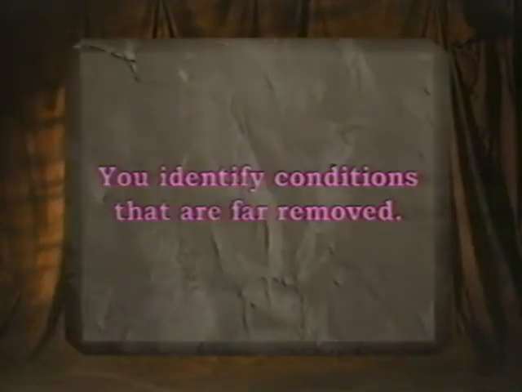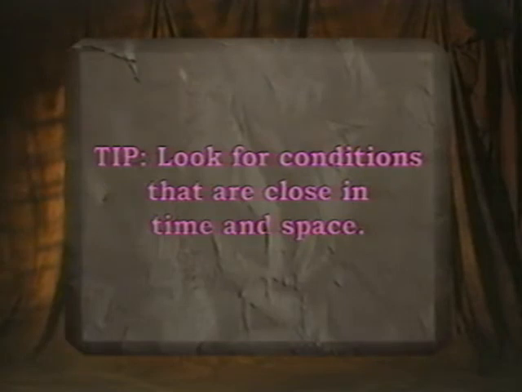You identify before, during, and after conditions that are too far removed from the problem or too general. For example, in our neighborhood, we could have said that the kids were hanging out at the park because they had no respect for adults. While this may be a condition of youths in general, it's not specific to our problem. Tip: look for conditions that are close in time and space to the problem behaviors.